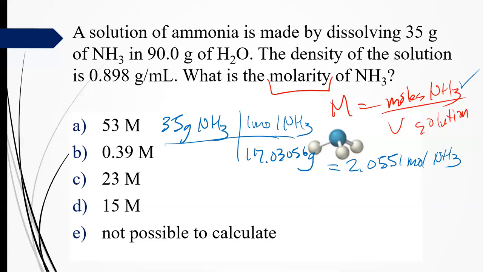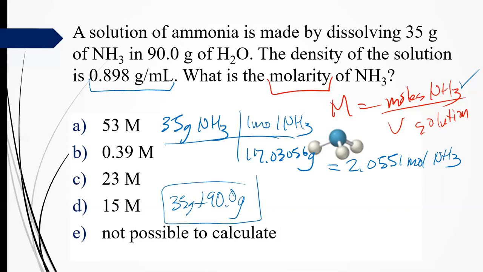But now we need to find the volume of the solution. Now, we don't know anything about volumes yet. That's the tricky part. But we do have a density here. Density is kind of the same as the grams of a solution. This is how many milliliters of the solution that would be. So that's helpful for us. We have 35 grams of NH3 plus 90.0 grams of H2O, and so this is going to be the entire grams of our solution.